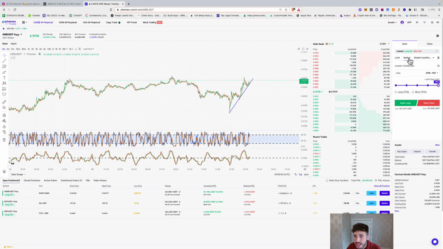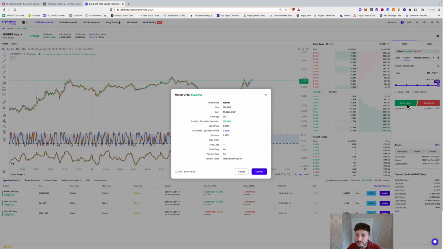Then I'm going to do a market order. And this is how much of what you currently have available that you want to use. So I'm just going to go all in, 100%. I'm on a market order, which means you don't care, you're just buying at whatever price it is at the moment that you press this button. So I'm doing open long. It's a market order. It costs me $19.50. That's what I have in here.